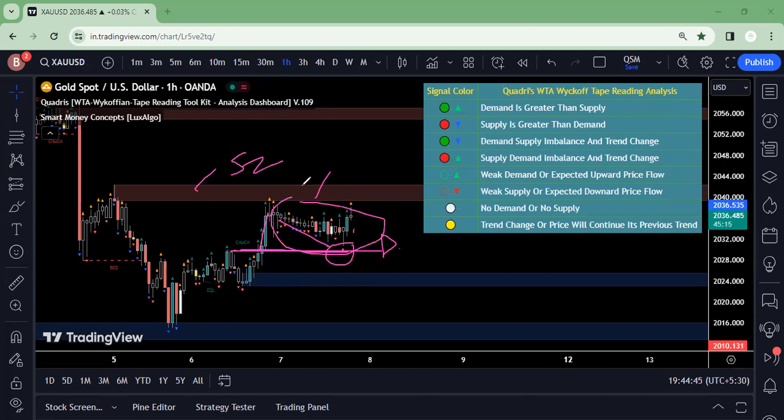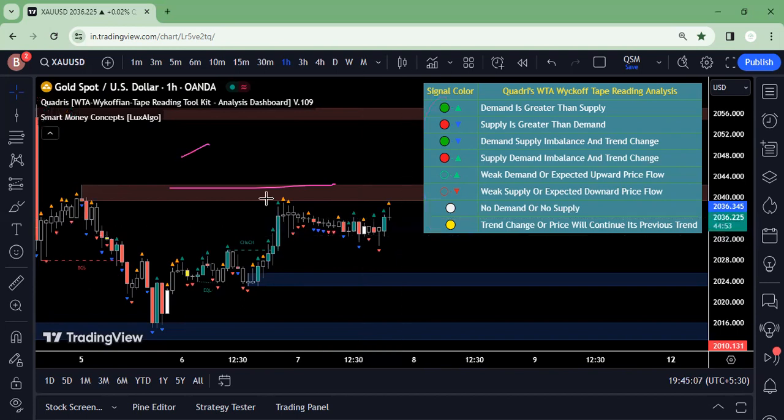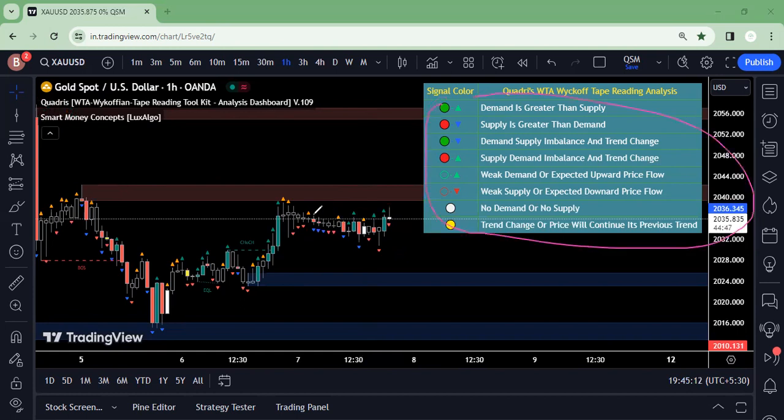So we will observe the recent price action in context with the Wyckoff tape reading tool. Has it added some value to our understanding? So this was demand greater than supply. Okay, I'll keep it that way so that you will be in a position to see this along with the price action. So this is a change of character. I'll consider this a breakout and we are testing back.